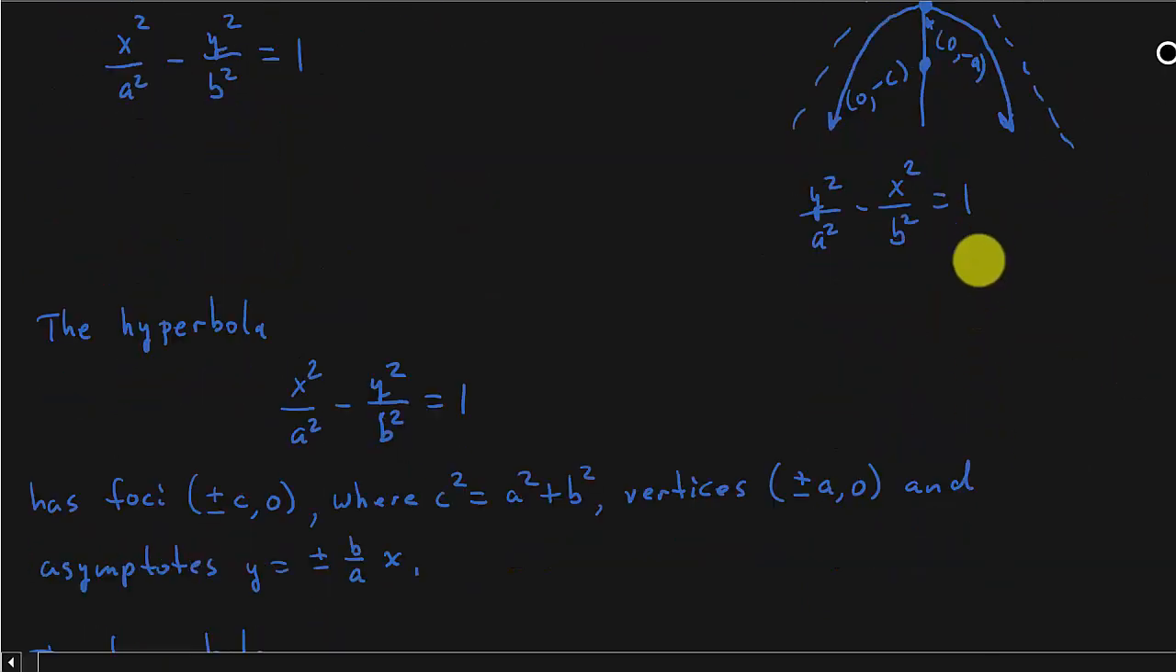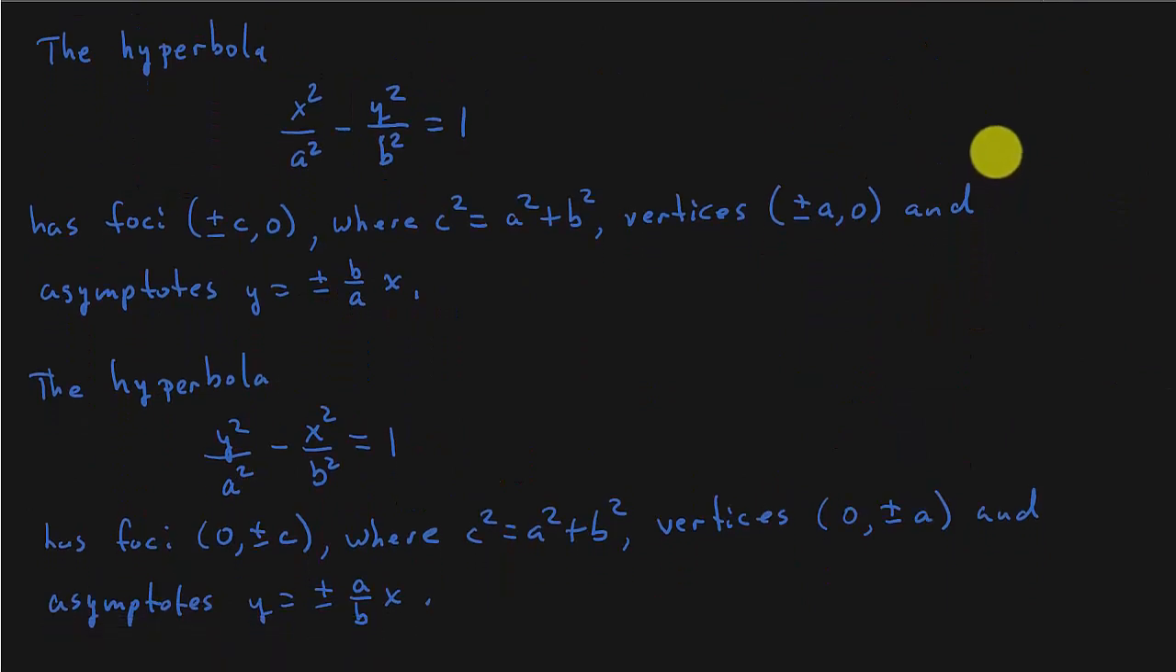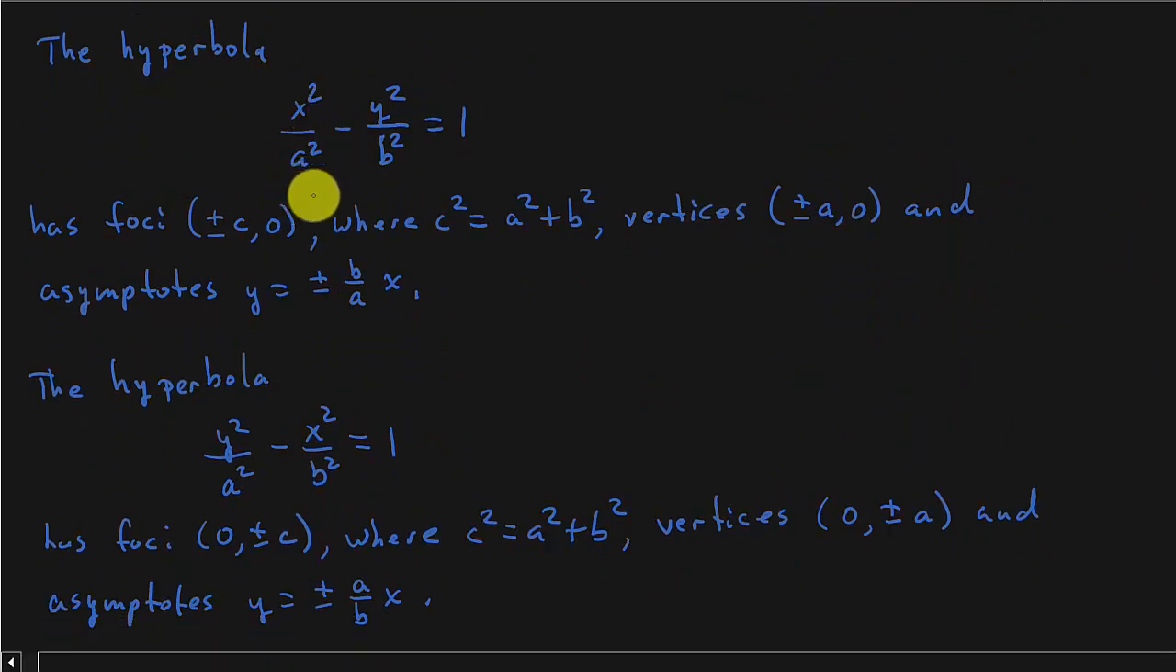All right, so let's look at this. Here we have the hyperbola x squared over a squared minus y squared over b squared equals 1. It has foci plus or minus c, 0, where c squared is a squared plus b squared. Remember, it was a little different on the ellipse. It was a squared minus b squared. For a hyperbola, it's a squared plus b squared. Vertices are plus or minus a, 0, and asymptotes y equals plus or minus b over a x.